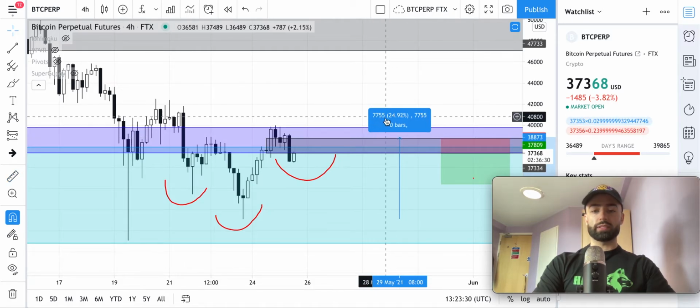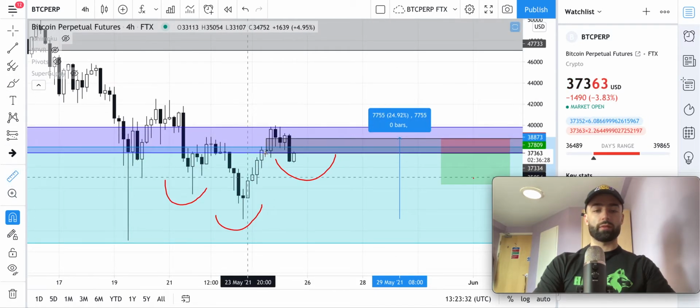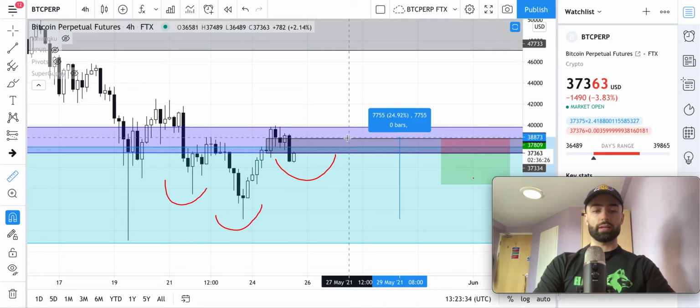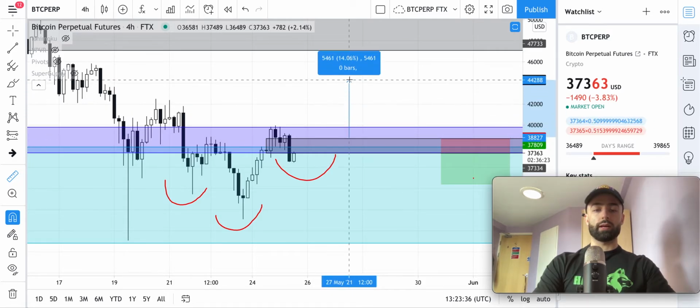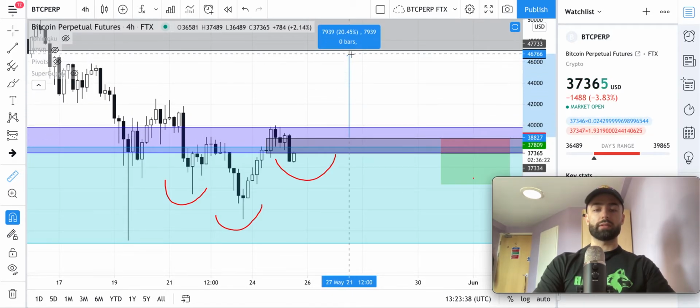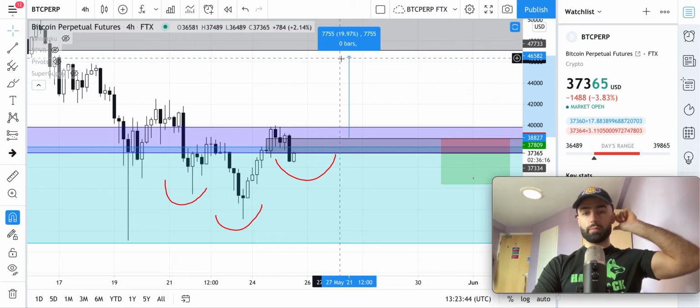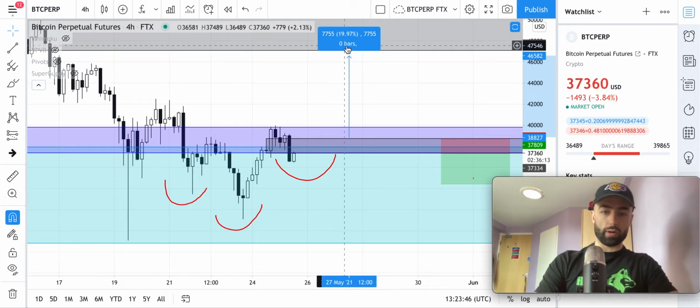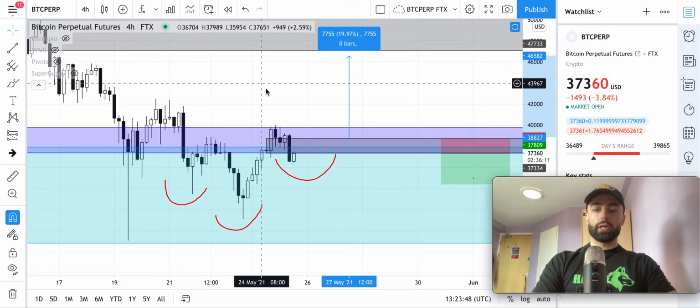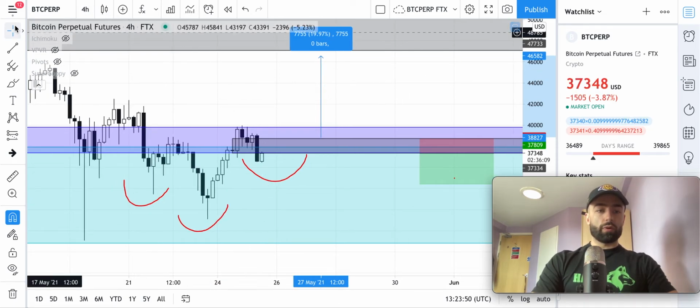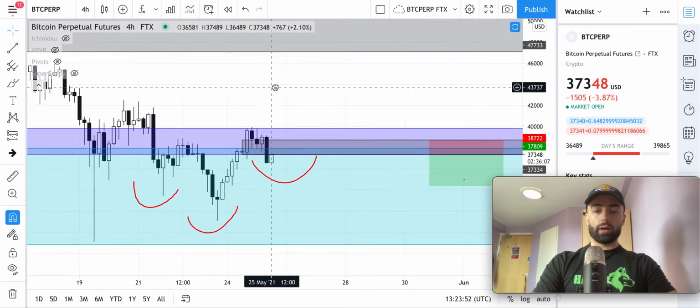It's about 77.55 from the head to the neckline. So let's go from the neckline up 77.55. That takes us to just about that gray level. Not quite there, but I imagine if we get all the way up there, we'll probably touch the gray level. So that's currently what we're seeing right now on Bitcoin.